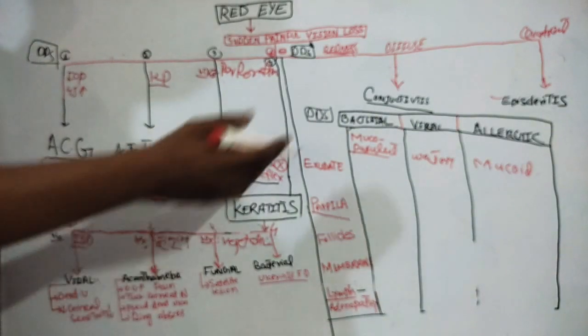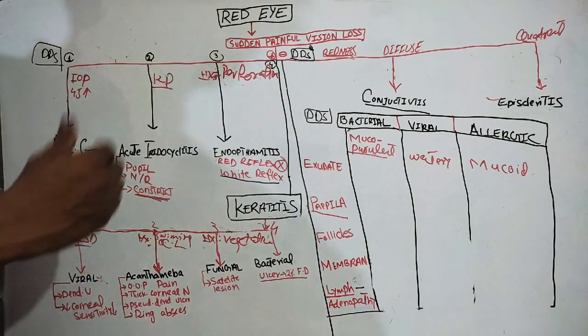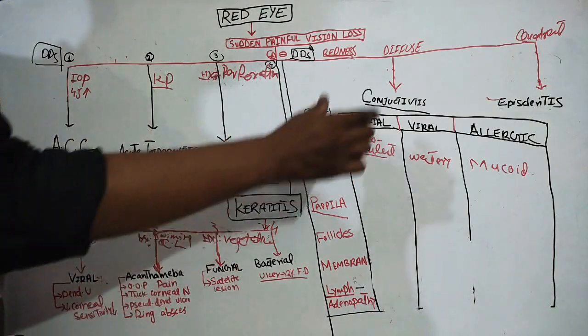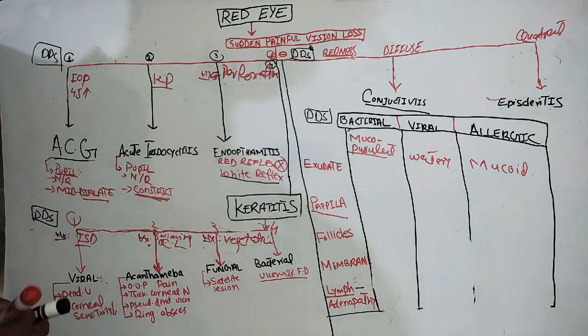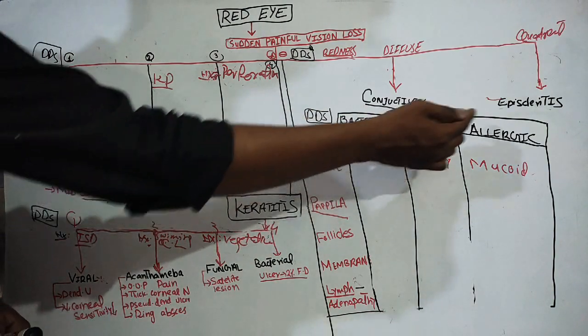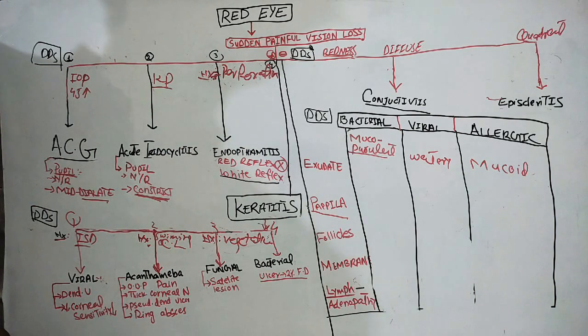Now, like keratitis, if you diagnose conjunctivitis, conjunctivitis is again a broad term. You have many other subtypes in conjunctivitis. The most common ones are listed here. These are differentials of each other. Now, these are bacterial conjunctivitis, viral conjunctivitis, and allergic conjunctivitis.